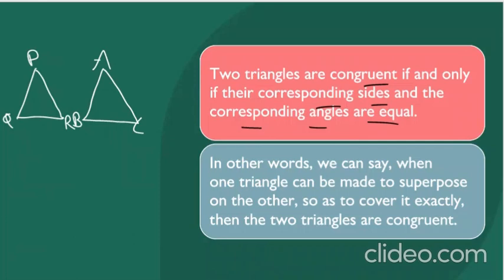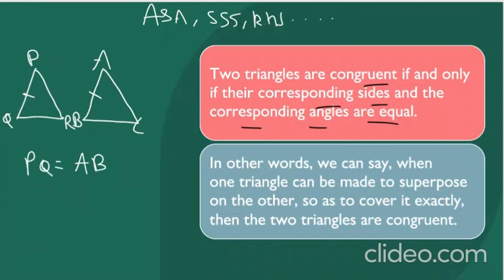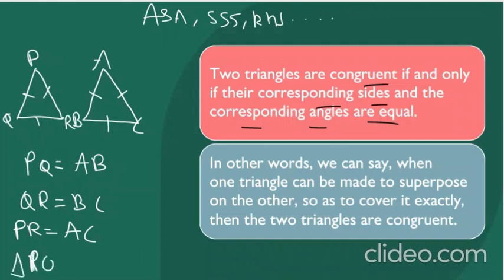Now, as we'll study ahead, we have a few criteria. For example, we have ASA, SSS, RHS, and so on. Now if PQ is equal to AB, that is one criterion. Then QR equals BC, they are equal, and PR equals AC. So this is basically the SSS congruence criterion. So you can say that triangle PQR will be congruent to triangle ABC.